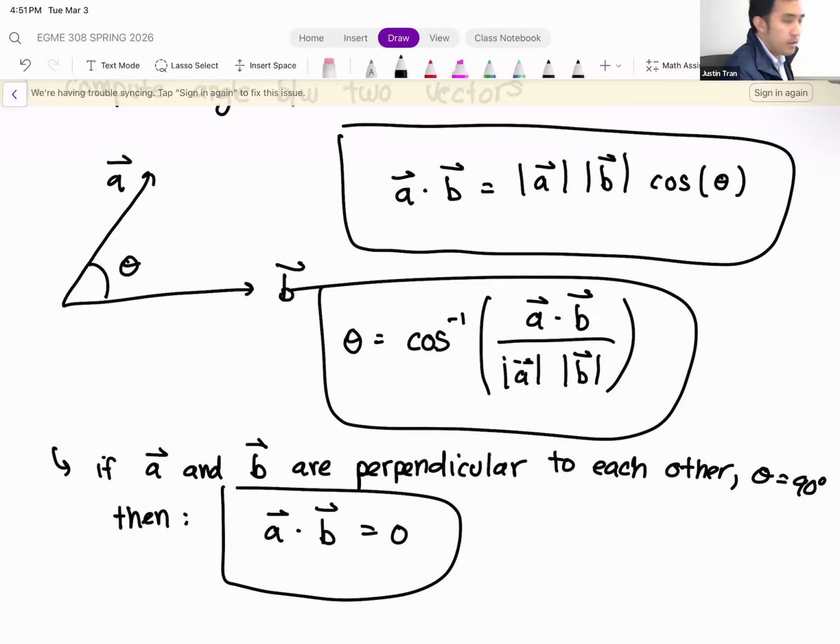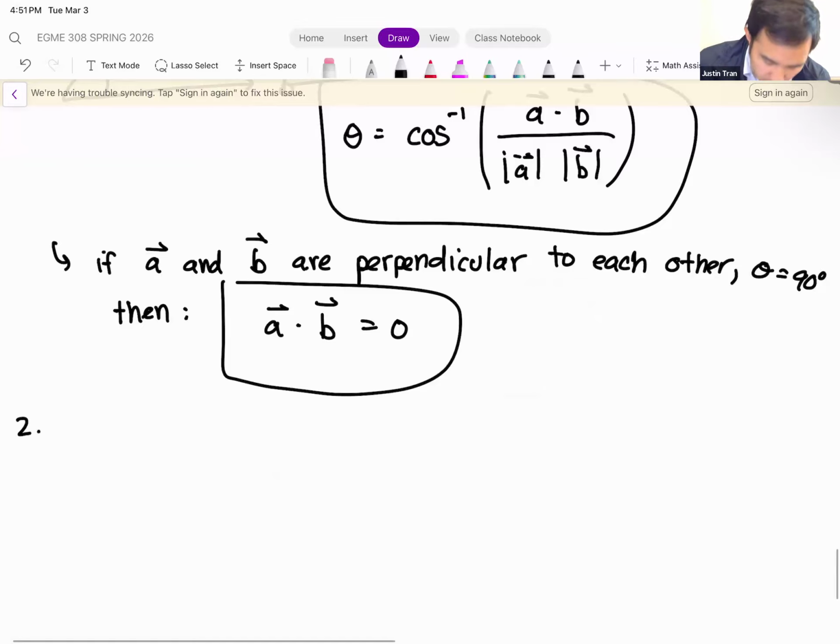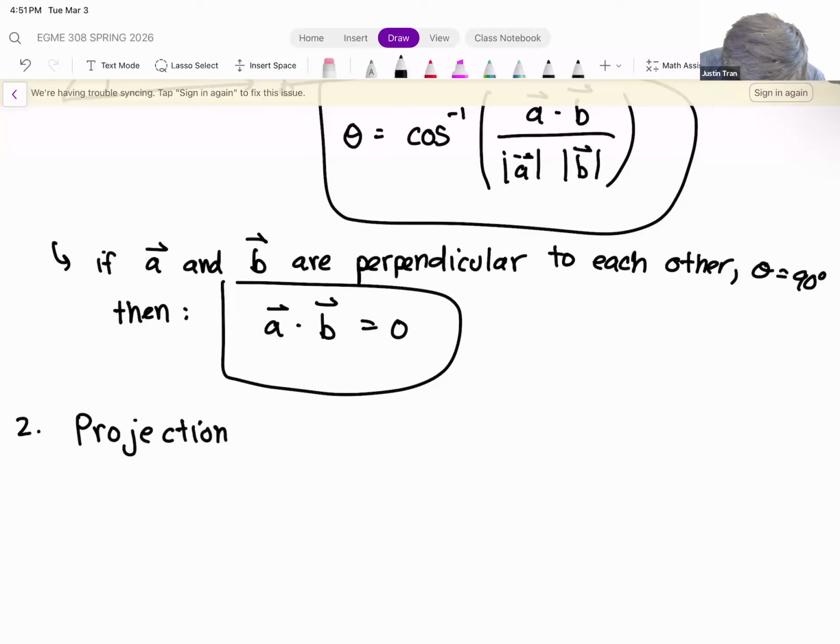Any questions so far on dot products? All right, so another application for the dot product is to perform what's called a projection. This was a concept that my math teachers said repeatedly, but I honestly did not understand it until I got further into my engineering career. So let's see if I can do a better job of explaining this than all my math teachers. What do I mean by projections?